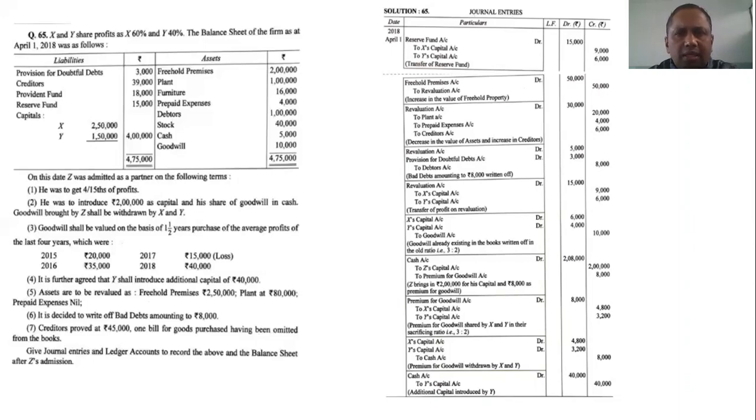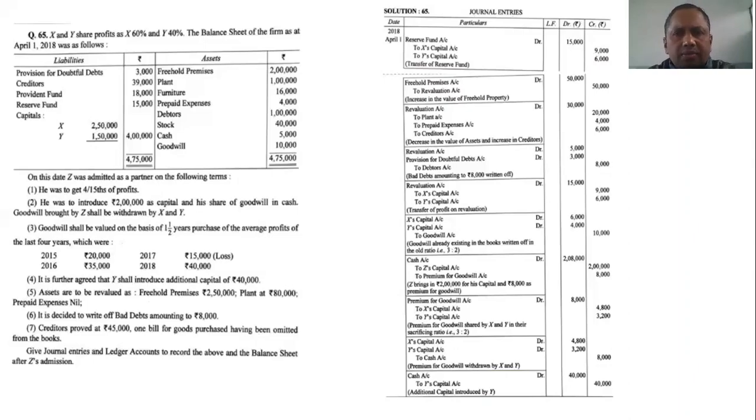The next entry is the provision on debtors. The provision on debtors is already given at the liability side, so this is debited in the journal entry, and we need a new provision on debtors of 8,000. So the net effect is transferred to the revaluation account as a loss on debtors. So the journal entry is: Revaluation Account debited to Provision on Debtors, to Debtors: 5,000, 3,000, 8,000.